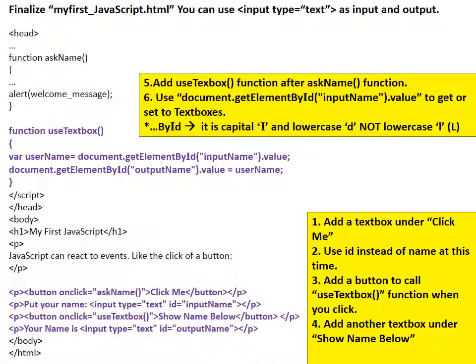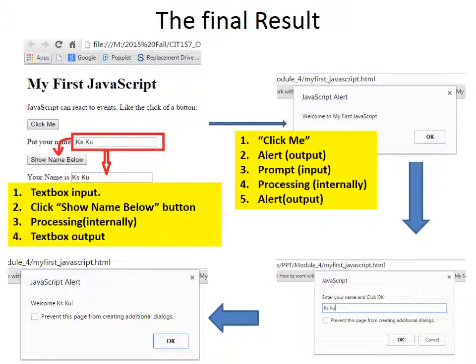Six, use document.getElementById, input name, value, to get or set the text boxes. In getElementById, it is a capital I and a lowercase d, not a lowercase l. This is the final result.